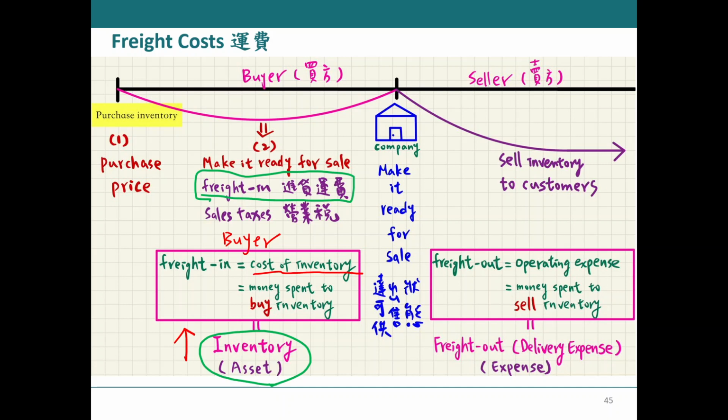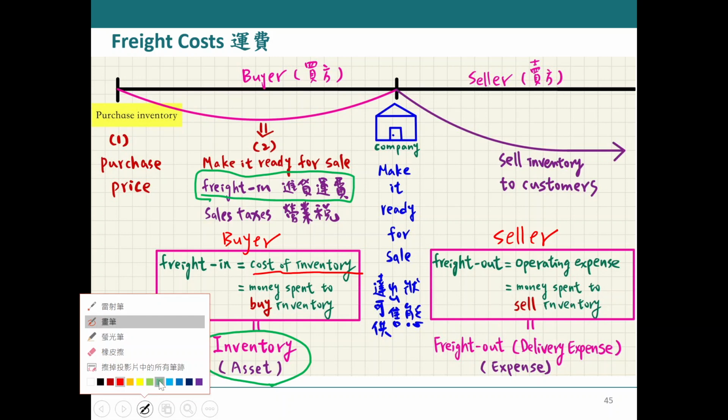But how about after you got the inventory, later on when you sell the inventory to a customer, and at that moment you have to pay the delivery fee? When you are the seller, you pay the delivery fee. That delivery fee means the money we spent in order to sell the inventory to customers. So for that delivery fee, we call it freight out or delivery expense.